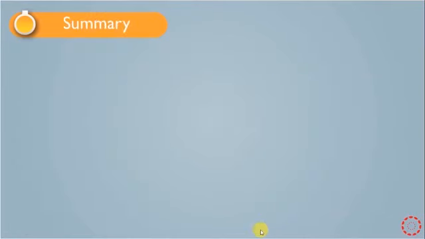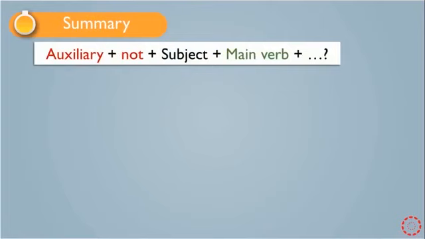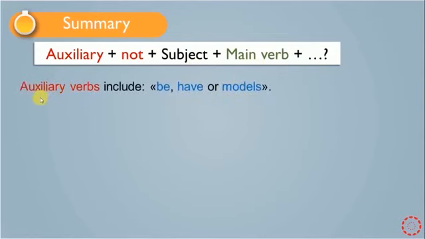The summary, what have we learned today? We can form the negative questions with this rule. I mean, this is the general rule. We have an auxiliary verb at the beginning, and then we have not. After not, we have the subject of the sentence, and then we have the main verb of the sentence. As we mentioned previously, auxiliary verbs include verb to be and verb to have, or modals.